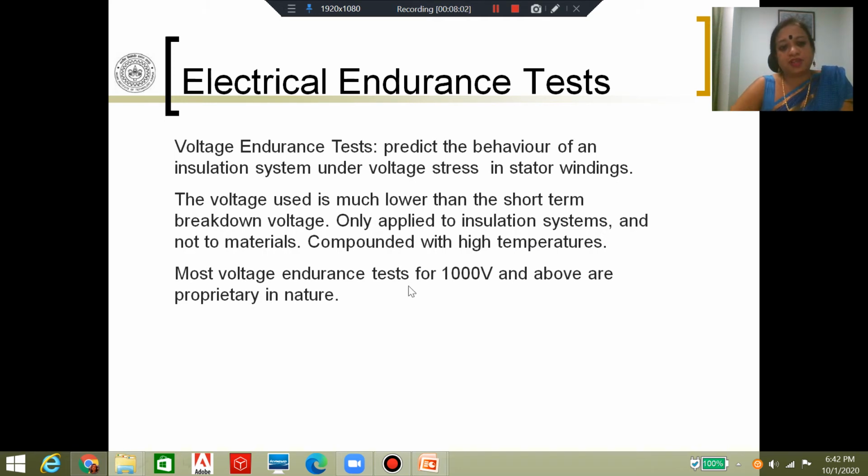Most voltage endurance tests are for low voltages. For 1000 volts and above, if you need to do voltage endurance tests, these are proprietary in nature and we don't have much information about that.